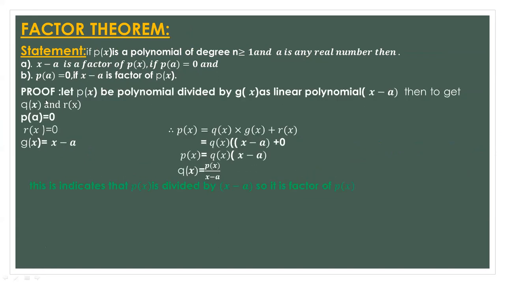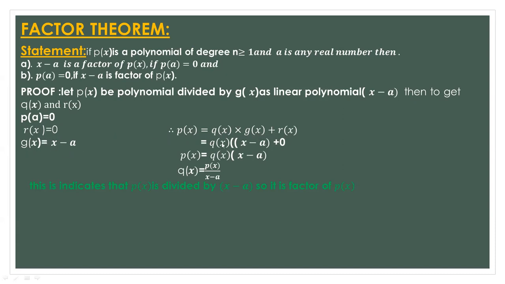So for this we have a proof here. Let p of x be a polynomial divided by g of x, a linear polynomial in the form of x minus a, to get q of x and r of x. Right, students? So here p of a is equal to 0, r of x is equal to 0, g of x is equal to x minus a is given. So next we have to write the division of the polynomials: p of x is equal to q of x into g of x plus r of x.